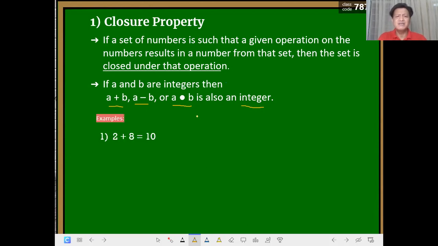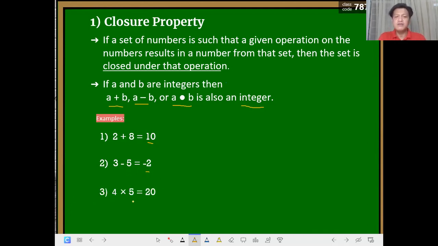Okay, so with that, let's have an example. Number 1, 2 plus 8 is equal to 10. If you are going to observe two integers, di ba, pag inadd natin yan, the answer is 10. Yung 10 na yan, yun yung tinatawag natin integer, and they have a closure. Number 2, 3 minus 5 is equal to negative 2. Take note, negative 2 is also an integer. And if you're going to get the difference of these two integers, 3 minus 5, it is an integer. Okay, kaya meron silang closure lagi.